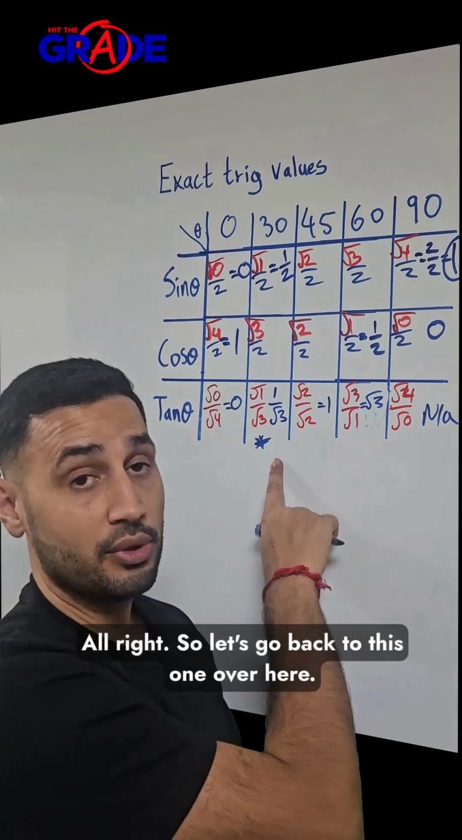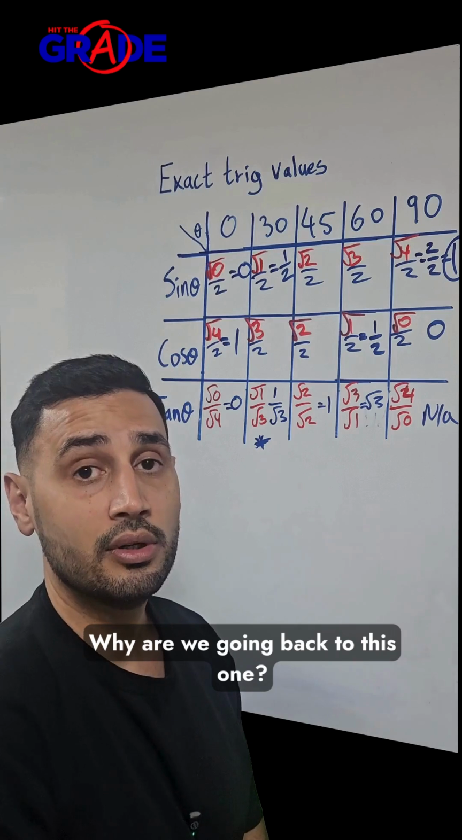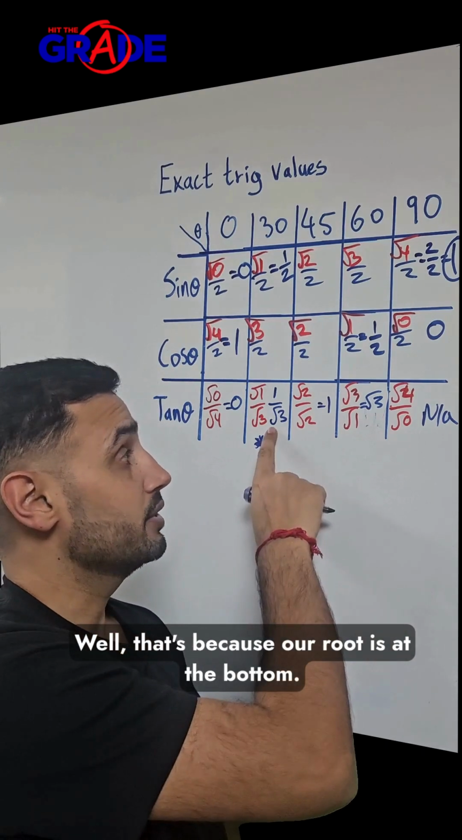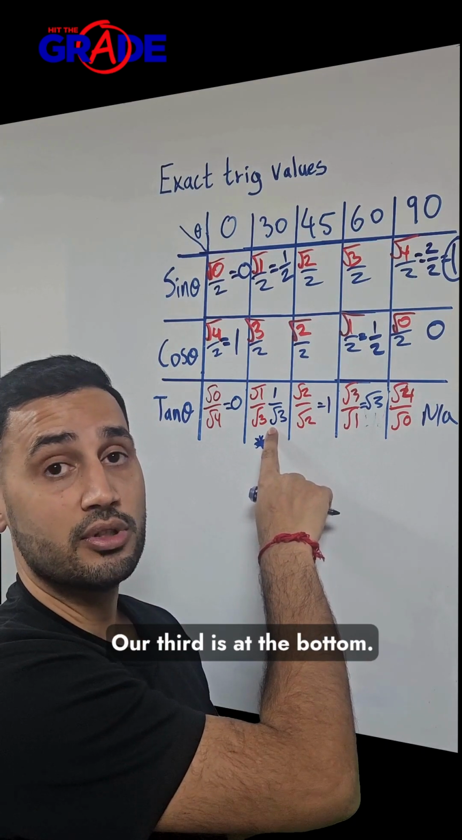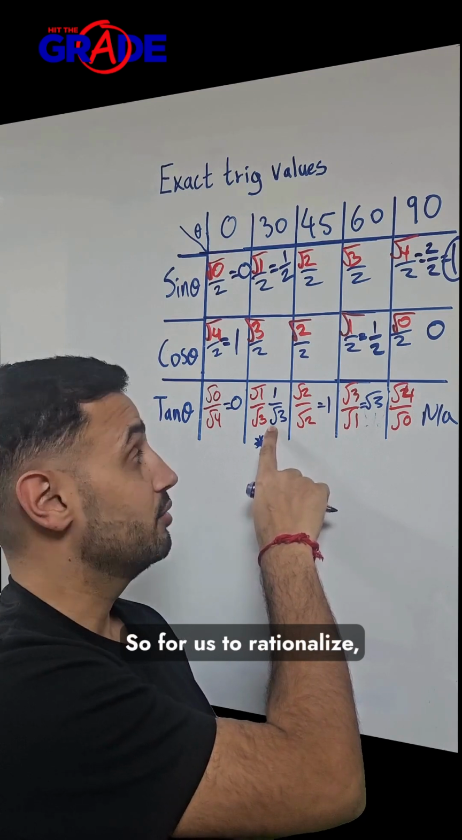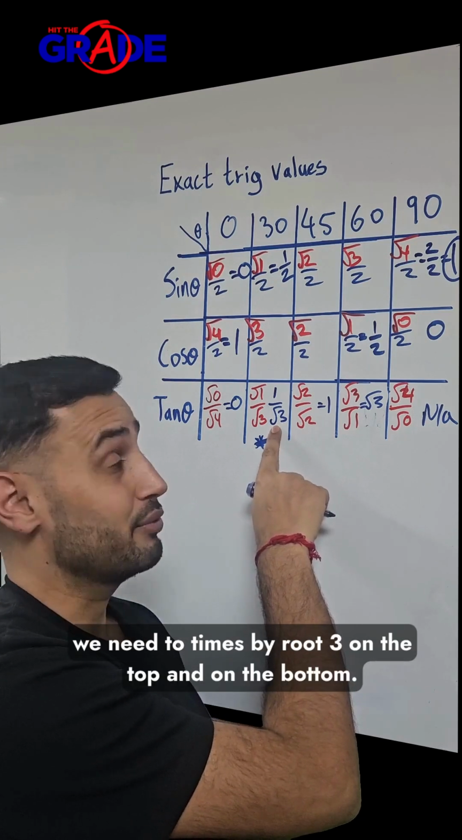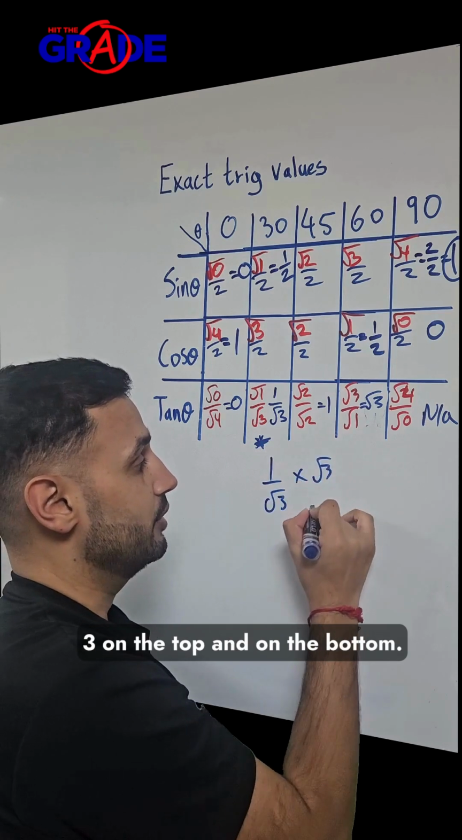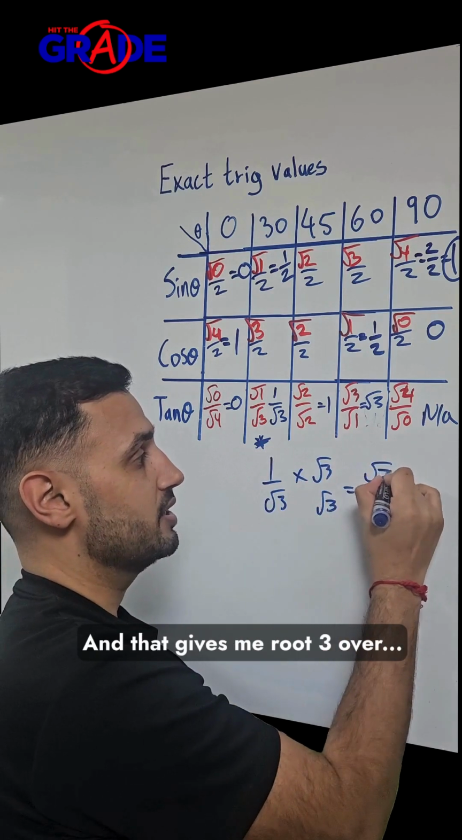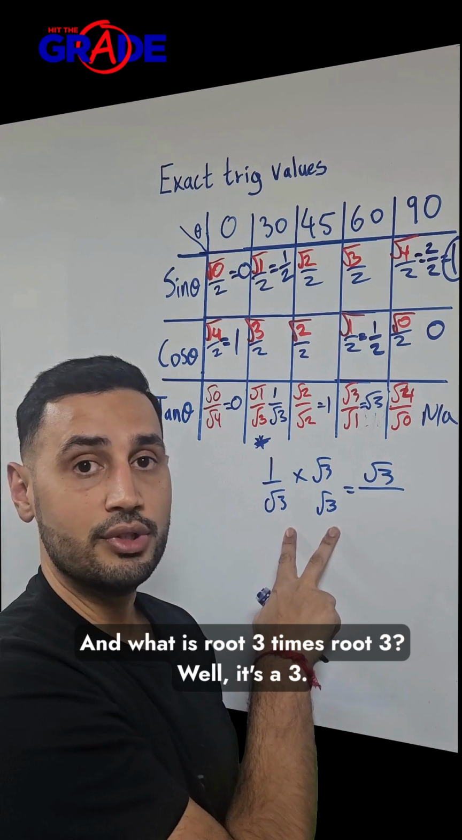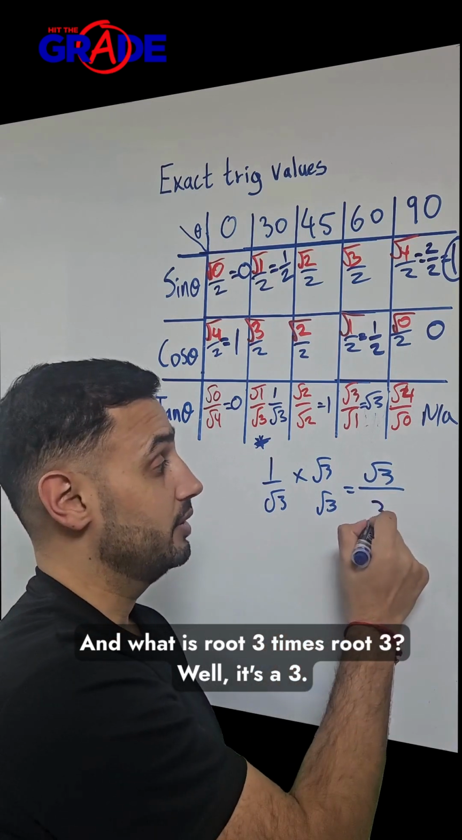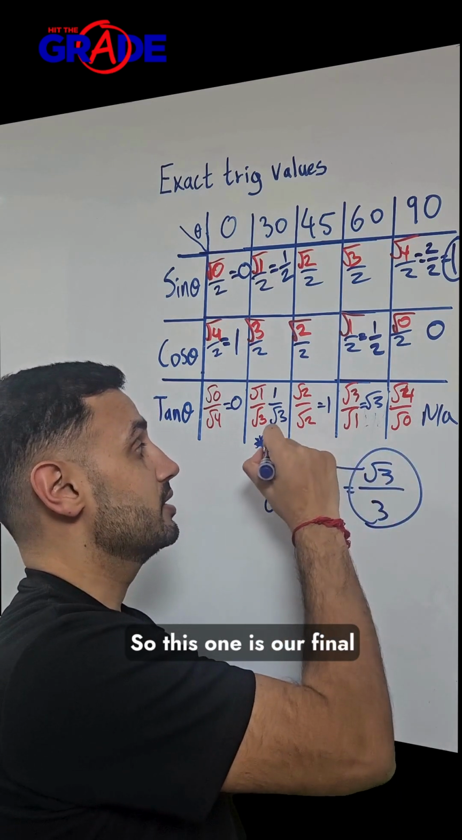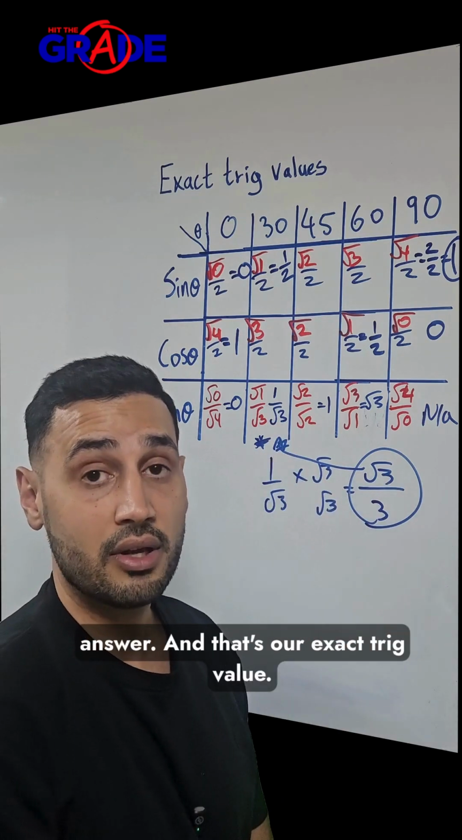Alright, so let's go back to this one over here. Why are we going back to this one? Well, that's because our root is at the bottom, our surd is at the bottom, and we need to rationalise. So for us to rationalise, we need to times by root 3 on the top and on the bottom. So 1 over root 3 times by root 3 on the top and on the bottom, and that gives me root 3 over, and what is root 3 times root 3? Well, it's a 3. So this one is our final answer, and that's our exact trig value.